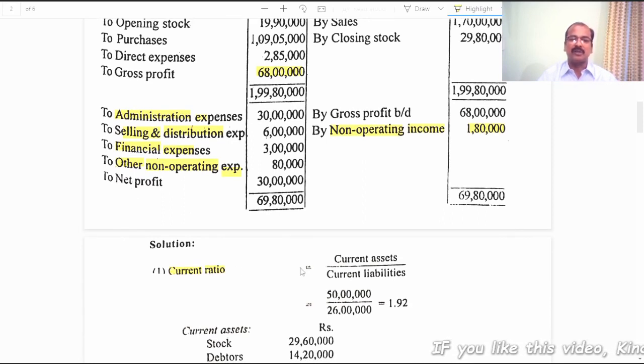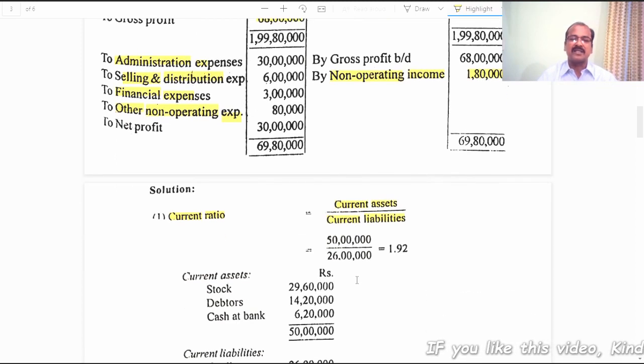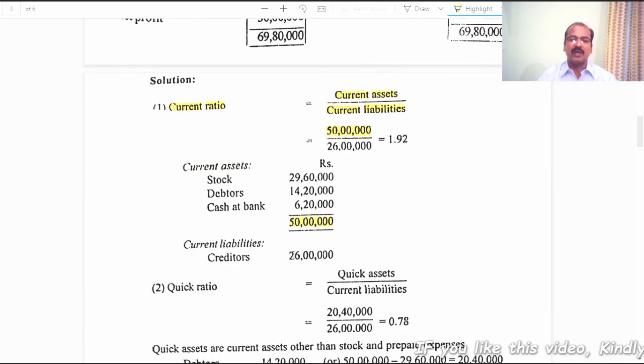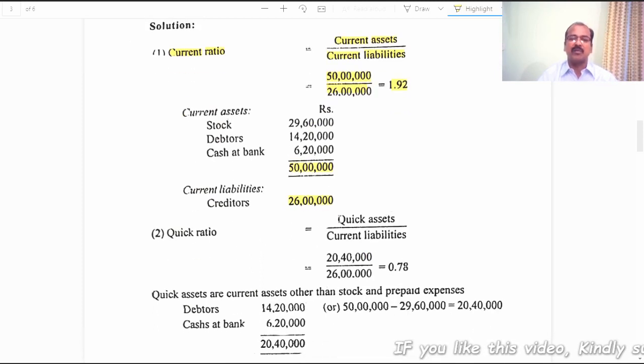Current ratio, the formula: current assets divided by current liability. Current assets, as I said, stock, debtor, cash at bank, put together it comes to 50 lakh rupees. Regarding current liabilities, there is only one item, creditors, amounted 26 lakhs. So the answer of current ratio is 1.92 times, which is a bit lesser than the ideal current ratio of 2. Then regarding quick ratio, the formula: quick assets divided by quick liabilities.